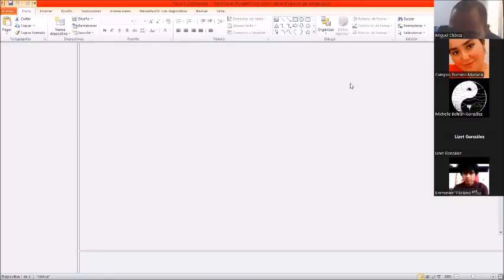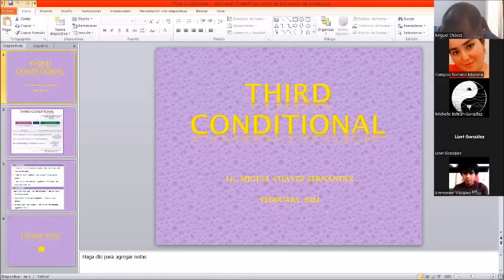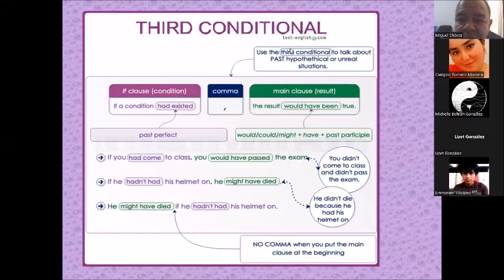Today, our grammar topic is the third conditional. We use the third conditional to talk about past hypothetical or unreal situations. We use our imagination when we express this kind of sentence. This kind of sentence is formed by two clauses.